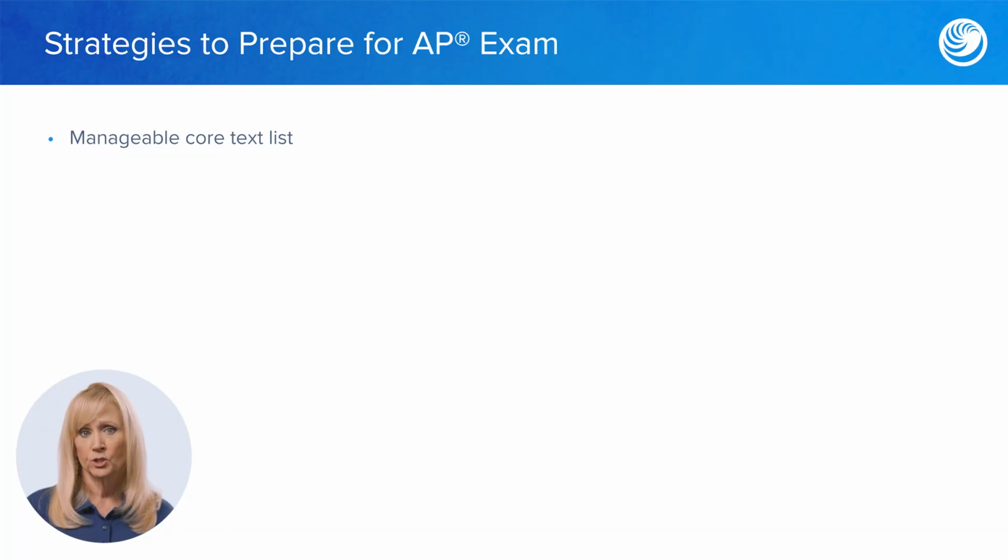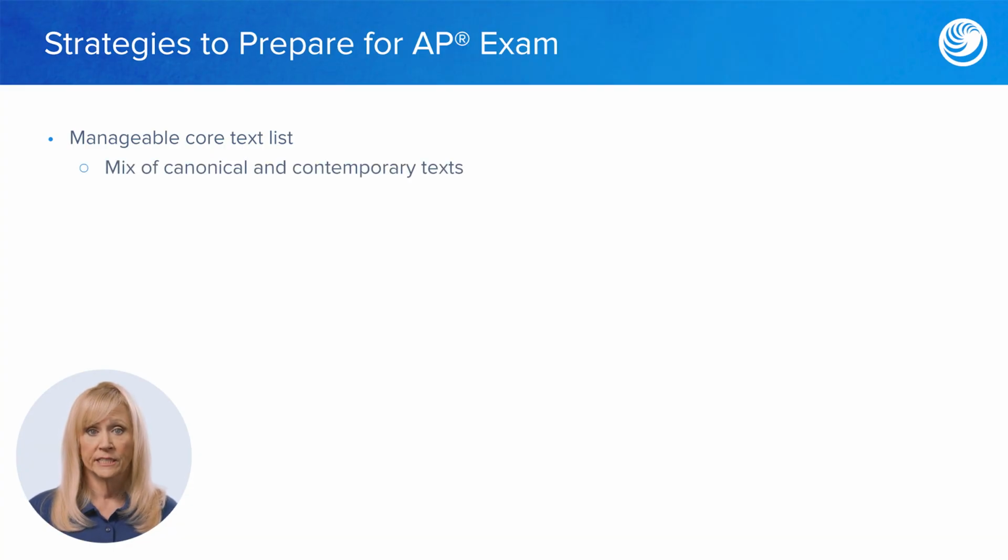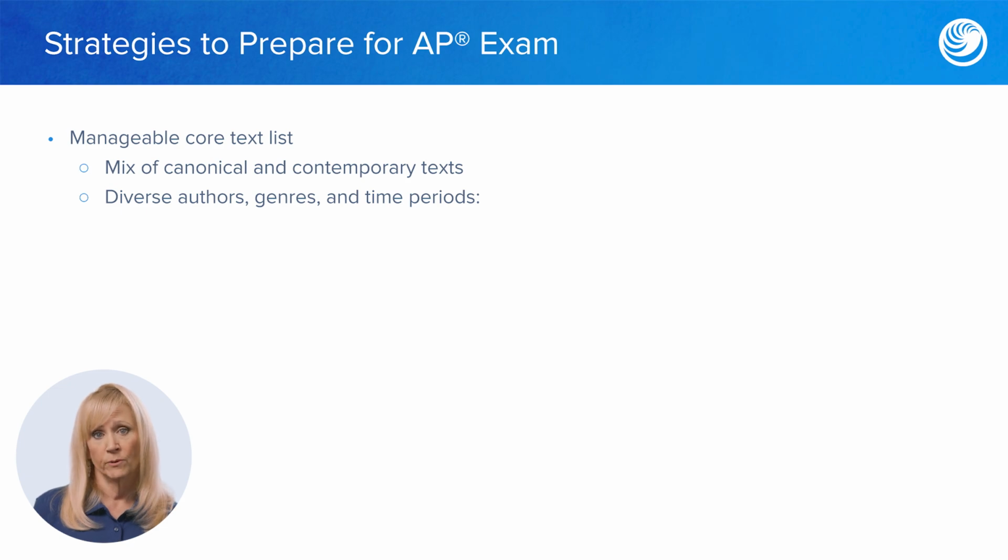1. Choose a manageable core text list. Select a balanced mix of canonical and contemporary texts representing diverse authors, genres, and time periods, and ensure your texts support close reading and literary argument writing. Your curriculum should include short stories and excerpts from prose fiction works as well as poetry. Include at least one Shakespearean play, one 20th or 21st century novel, one pre-20th century novel or play, and several poems and short stories. Also, choose texts that support close reading, thematic exploration, and rich literary analysis.